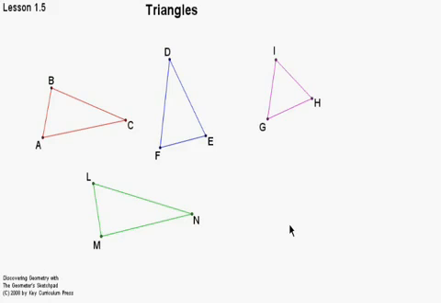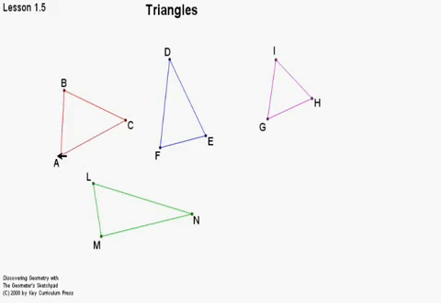We have a right triangle, an acute triangle, an obtuse triangle, a scalene triangle, an equilateral triangle, and an isosceles triangle. What I'm going to do is click on the vertices of each of these triangles and move them around like this, for example. I want you to notice how each triangle moves differently, and see if you can figure out what kind of triangle each one is.